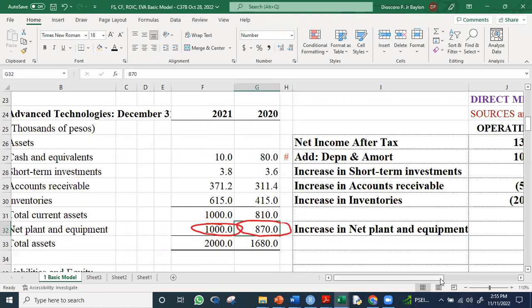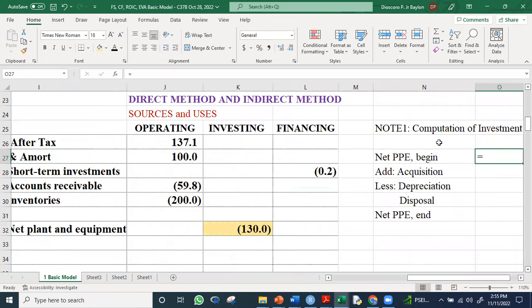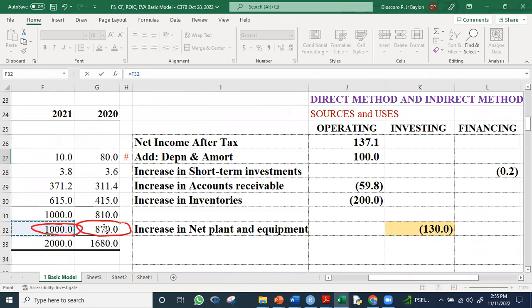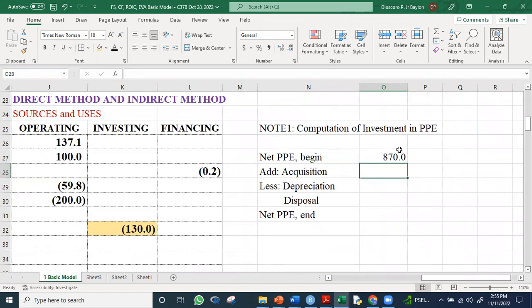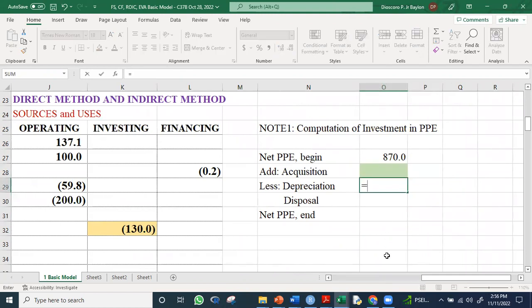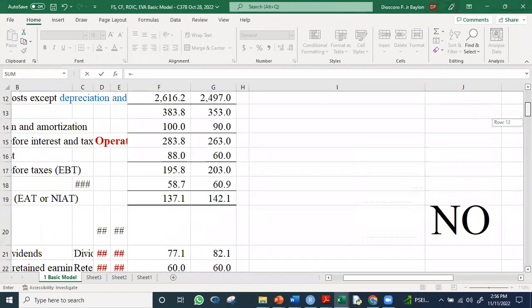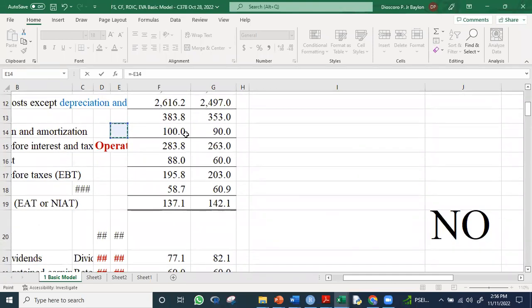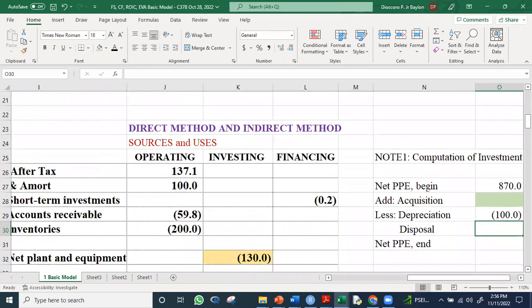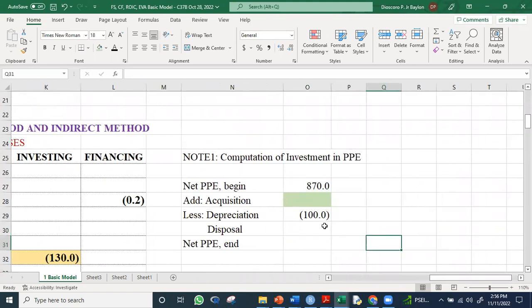It's equal to 870. I'm just going to link it there. Acquisition, we don't know. That's what we're going to solve. And then depreciation is how much? We have the depreciation for the year 2021 and it's 100,000. So I'm going to link it here, equal to F14. And then it's a negative because we're going to deduct that.